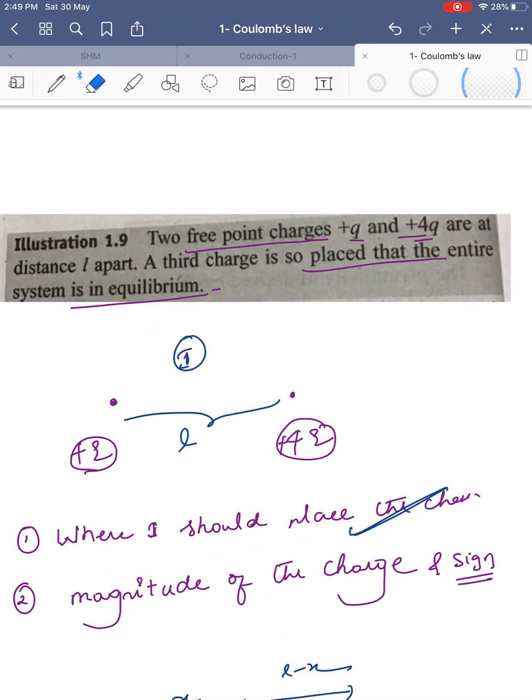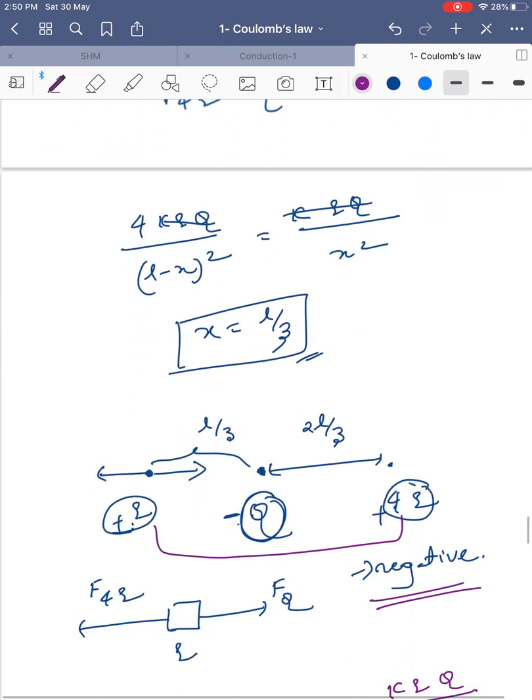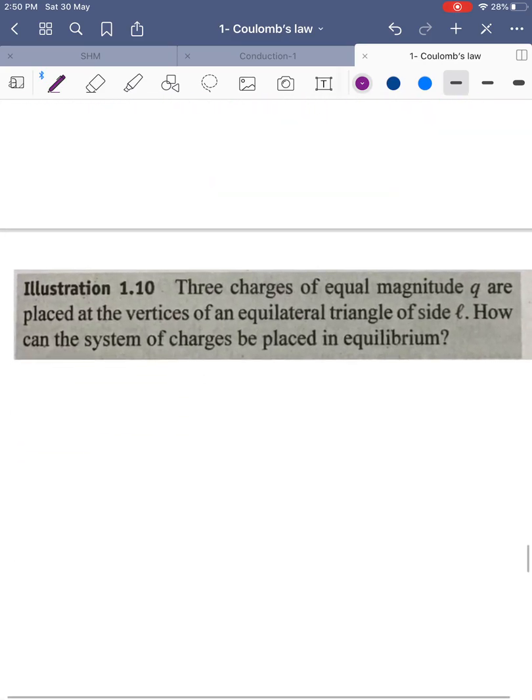So it's your task. Plus Q, and here it is say minus 4Q. I am changing the question. Where should I keep the other charge so that the entire system will be in equilibrium? You try this, and I am going for another question.